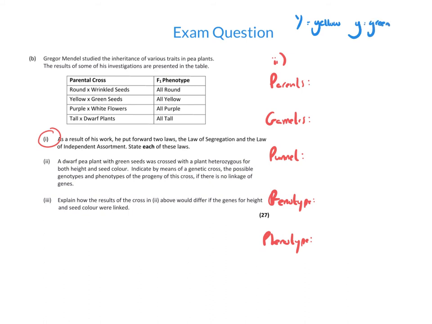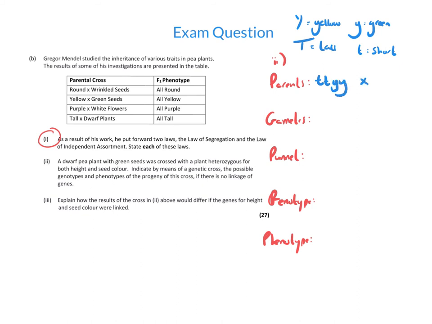And what else do we need? We need whether it's tall or short. We know that if tall plants were crossed with dwarf plants, all of them are going to be tall. So capital T is going to be tall, and small t is going to be short. So what are we told? A dwarf pea plant. If it's going to be dwarf, it has to have two copies of the small t for that to win out, with green. So we're also going to have two small y's.